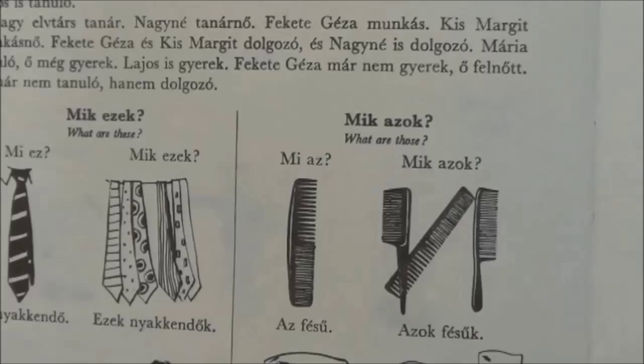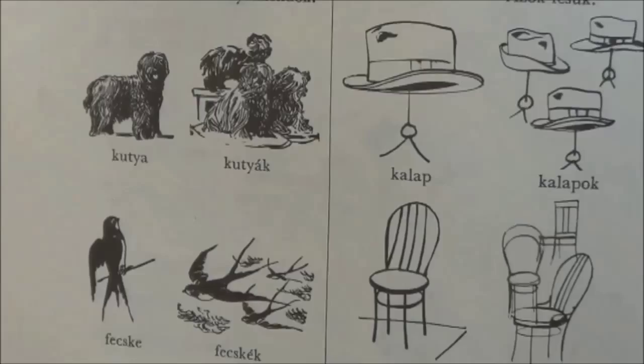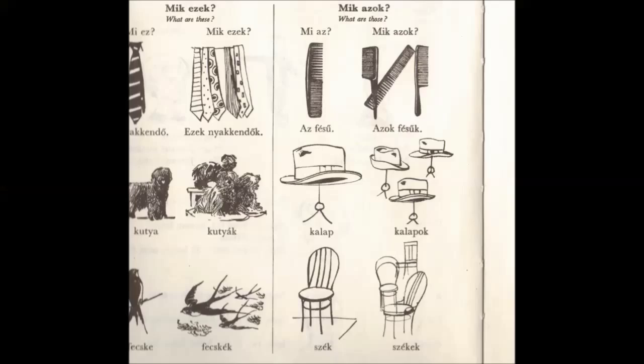Nyakkendő is a tie. So when we have a dog, kutya, kutyák, dogs. And we have combs. What is this? Az fésű. What are those? Mik azok? Those are combs, azok fésűk. And that is a comb, az fésű. What is that? Mi az? Fésű, it's a comb. That is a comb.